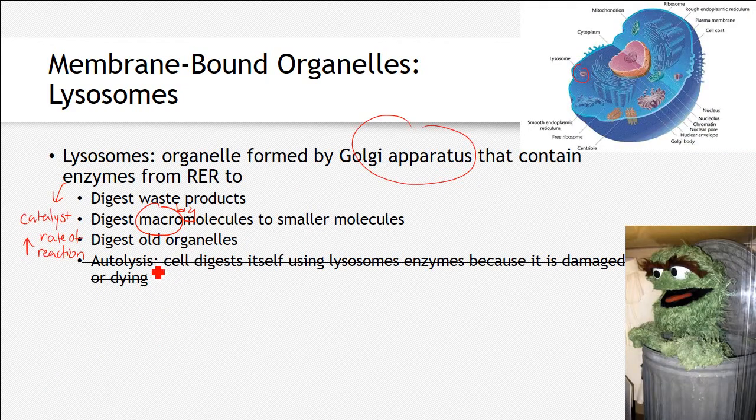I had to cross this out, but autolysis is when cells undergo this process called apoptosis. And this is programmed cell death, meaning that the cell is going to cause itself to die off in a proper way, so it helps prevent damaging neighboring cells. And so autolysis will end up digesting the cell itself using these lysosome enzymes.